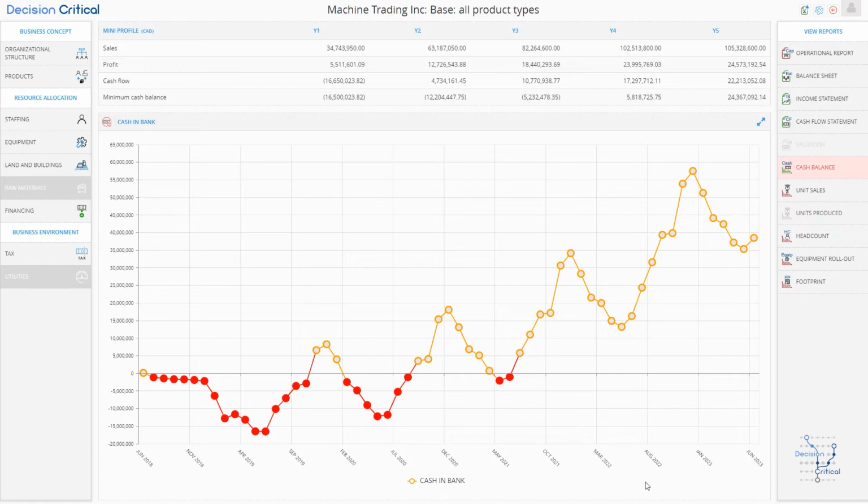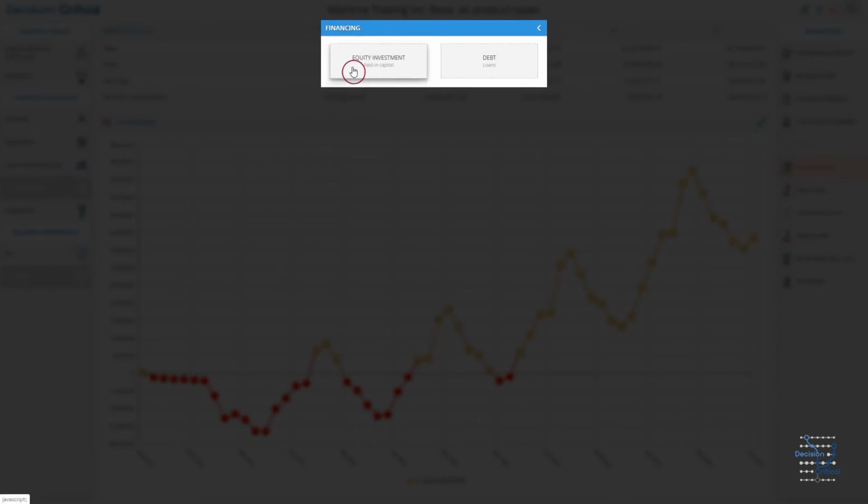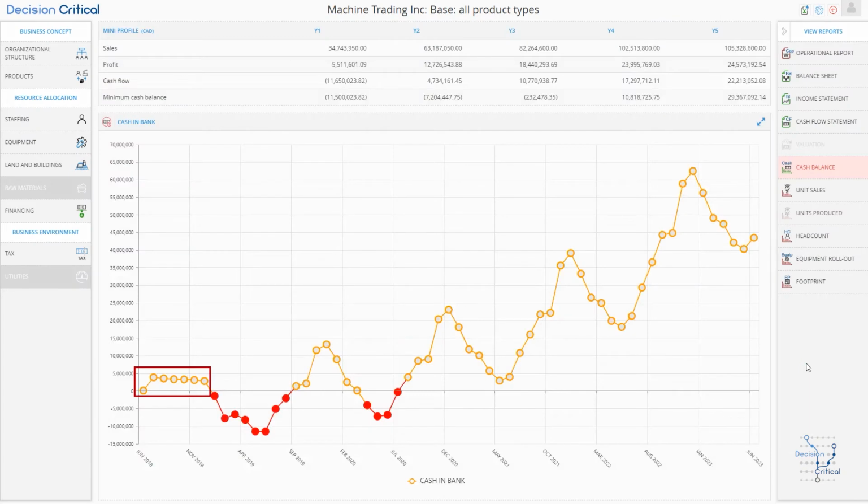One of the simplest ways to solve this problem is to finance this business using equity investment. We can do that by clicking on Financing here and choosing Equity Investment. Let us provide the business with founders' investment capital of 5 million Canadian dollars received in July 2018. Right, as you can see, this certainly helps reduce the cash deficit, but we are still underfunded.